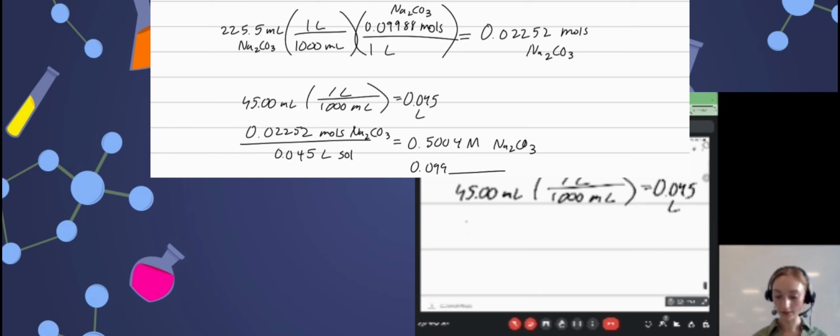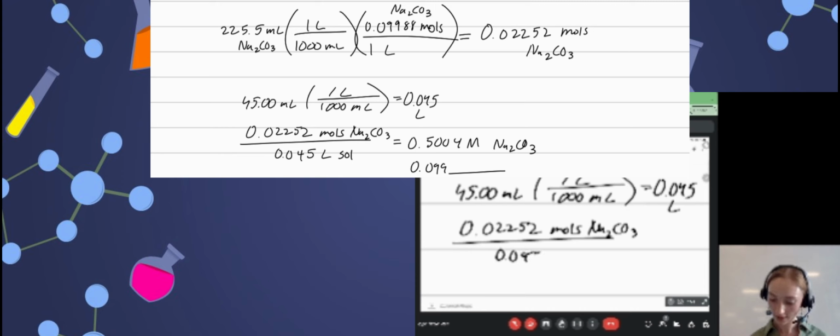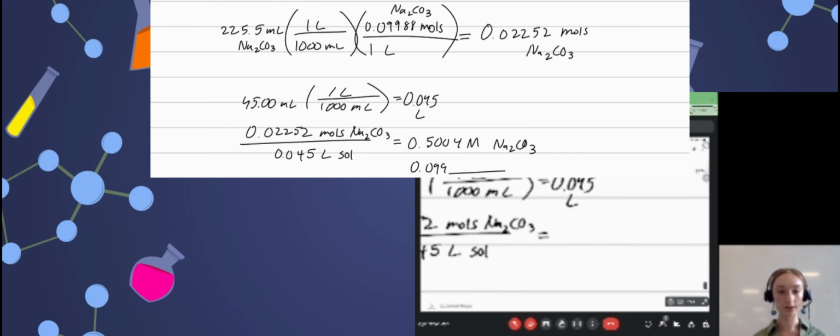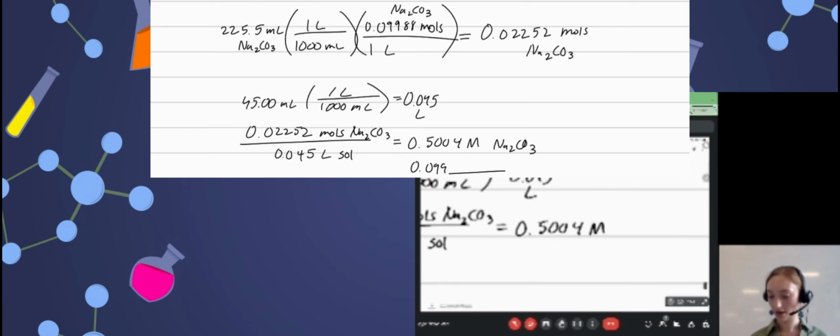So we're going to divide the amount of moles that we have, because that's not changing, of the Na2CO3, divided by 0.045, sorry, it's a 4 not a 9, liters of solution. And so that will equal the molarity of the sodium carbonate. And it's going to be 0.5004 molarity of the Na2CO3.